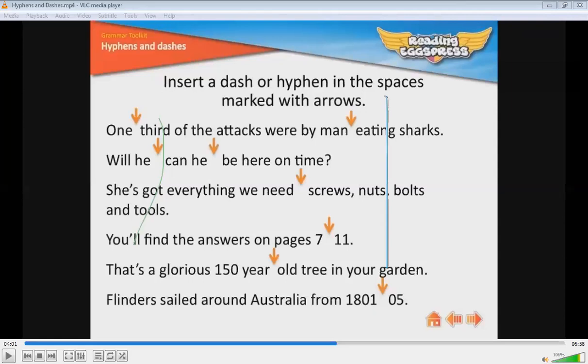Why is the first one a hyphen? Why do you think that? Because it's a fraction. Excellent.